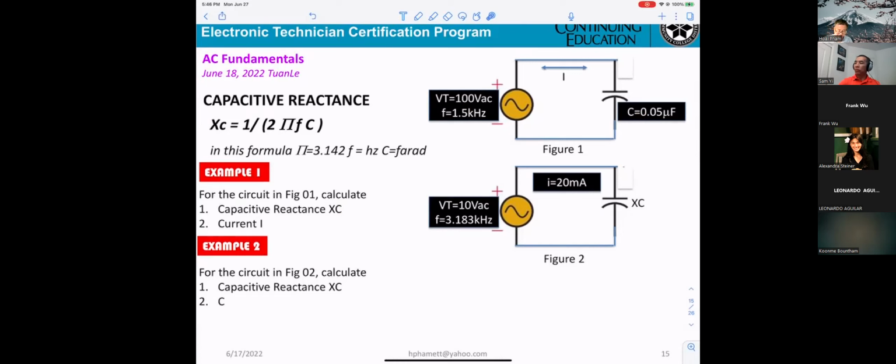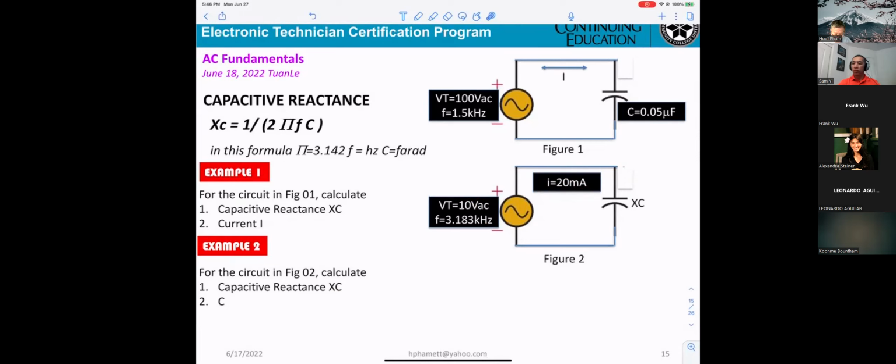Okay? And if you want to calculate the current, you just take your total voltage divided by XC. On the second one, they give you the current I, and they give you V total. They want XC, easy. XC equals V total divided by the current I. Okay?